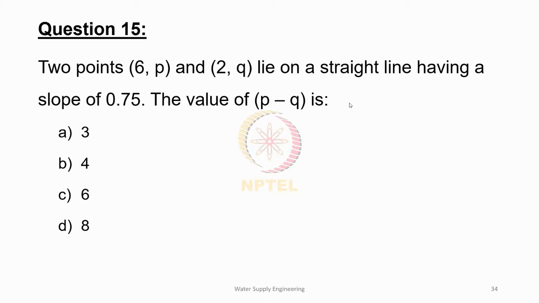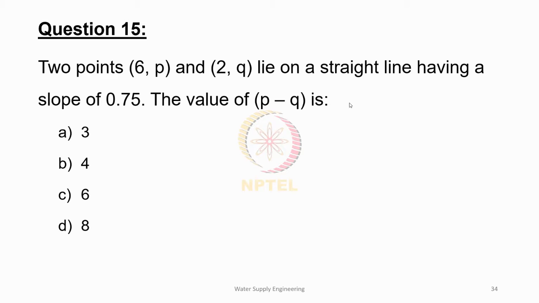So moving on to the 15th question. This is more of a general mathematic question. Since it was there in the previous year zeroth assignment, I have added that also. So 2 points 6 comma p and 2 comma q lie on a straight line having a slope of 0.75. The value of p minus q is.